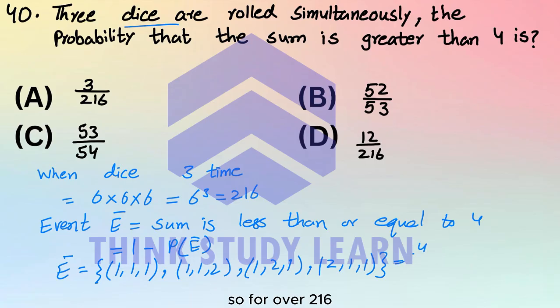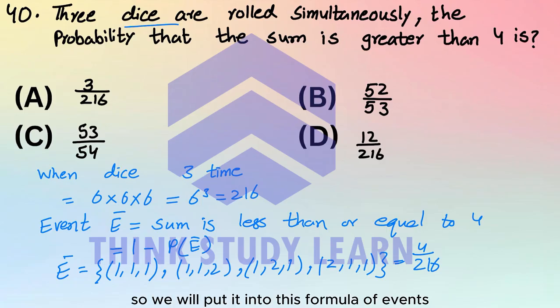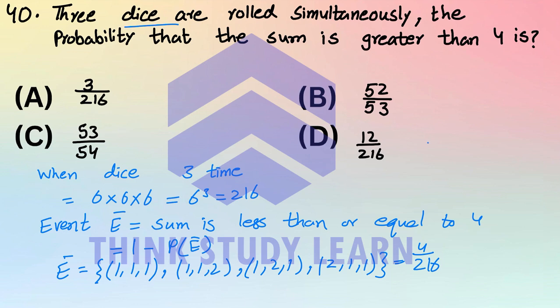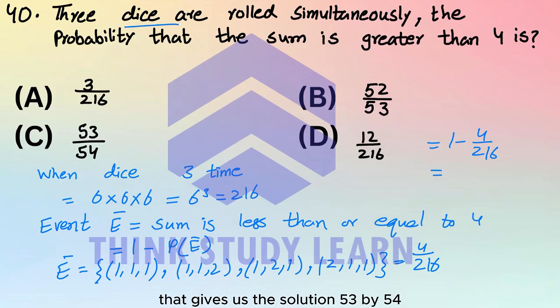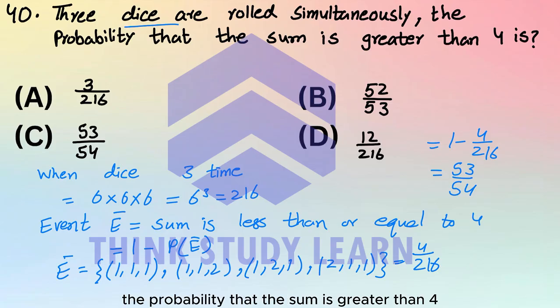So 4 over 216. So we will put it into this formula of events, it will become 1 minus 4 over 216. That gives us the solution 53 by 54. So when dice are rolled 3 times, the probability that the sum is greater than 4 is 53 by 54. C option is the right answer.